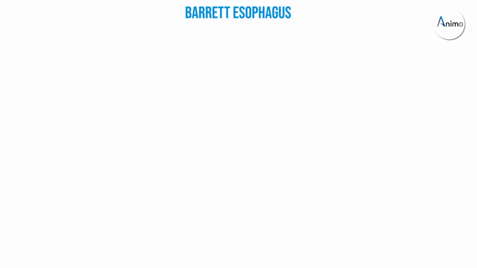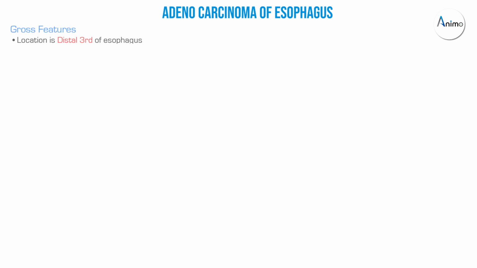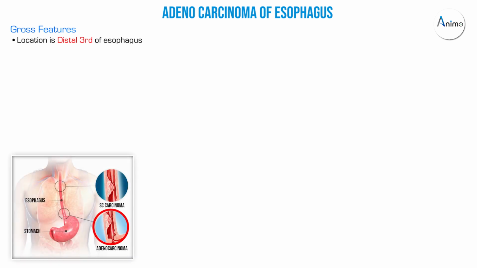Now let's move to the second topic, adenocarcinoma of the esophagus. Let's look at its gross features. It is located in the distal third of the esophagus. Remember, it is located in the distal third of the esophagus. So it is present almost near the site of Barrett esophagus.